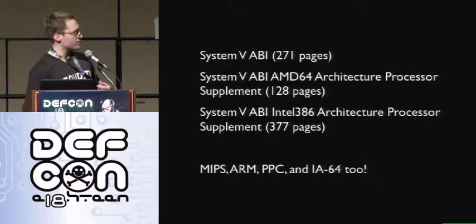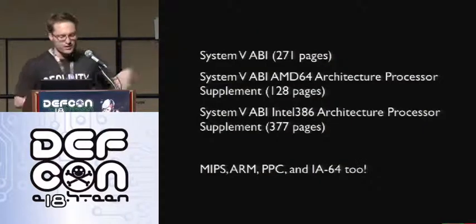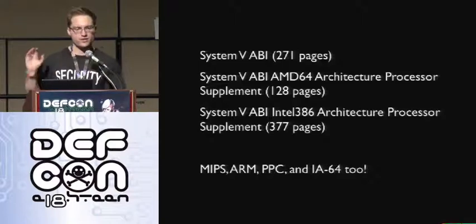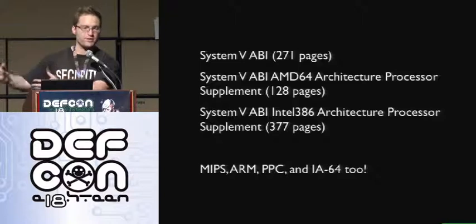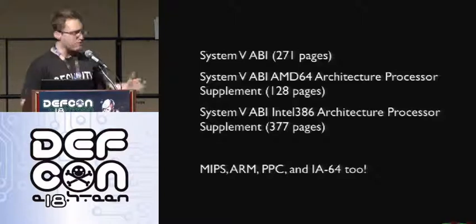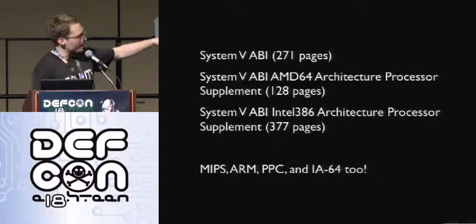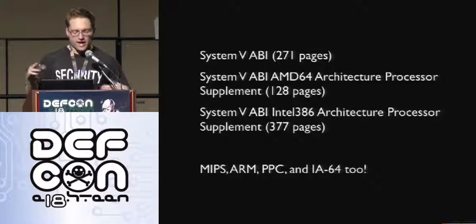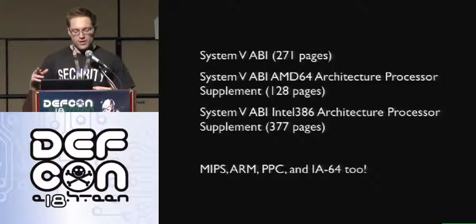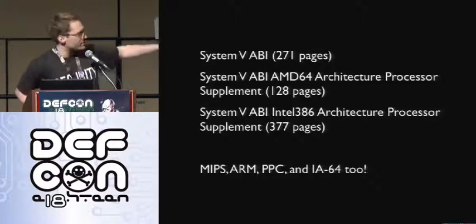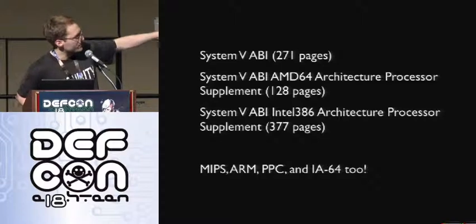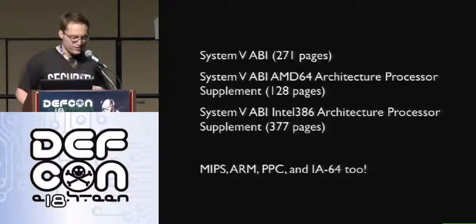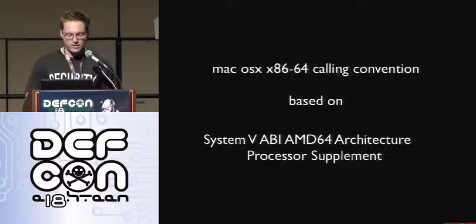You have the big System 5 ABI, which is like 200 pages, and then as you read it, it has sections where it says, hey, at this point, open up your architecture-specific ABI and read that one. And the AMD 64 ABI has a page in it where it says, hey, everything in here is true, but you also need to read everything in the i386 ABI. So if you actually want to understand what's going on, you need to read like 700 pages. There's also ABIs for MIPS, ARM, PPC, and Itanium as well.